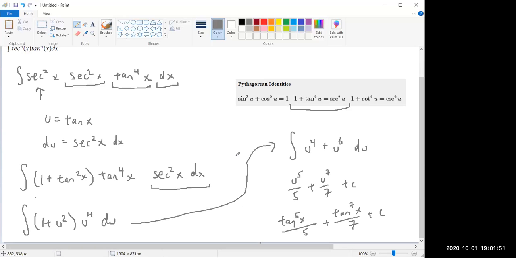What happens to the secant squared? This part right here. That's du. Du is secant squared x dx. Yeah.